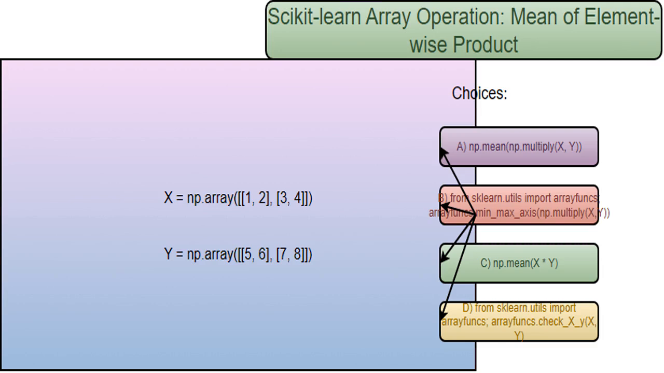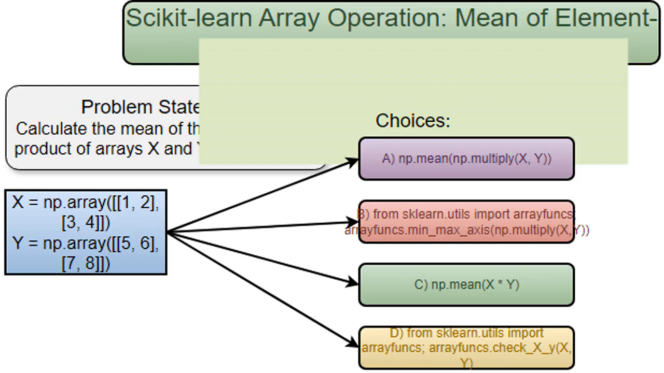These lines define two 2x2 NumPy arrays. X contains 1, 2, 3, 4, and Y contains 5, 6, 7, 8. We will perform operations on these arrays. Let's visualize it. Imagine X and Y as tables of numbers. This line introduces the multiple choice options for calculating the mean of the element-wise product of the given arrays. Now, let's see which approach gets us the correct solution.